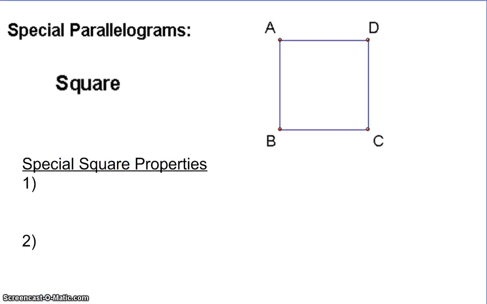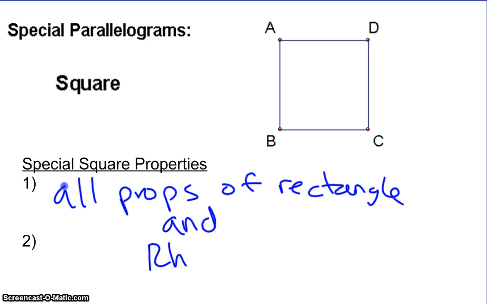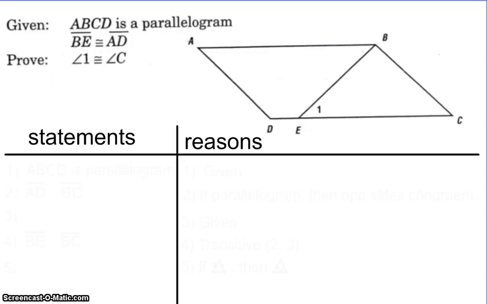As far as the square is concerned, the last one that we're going to talk about today, this parallelogram has all of the properties of the rectangle and all the properties of the rhombus. So we combine everything that we know about a rectangle and a rhombus, which already constitutes the parallelogram, and that will take care of our square. So we can use all of those things in a proof.